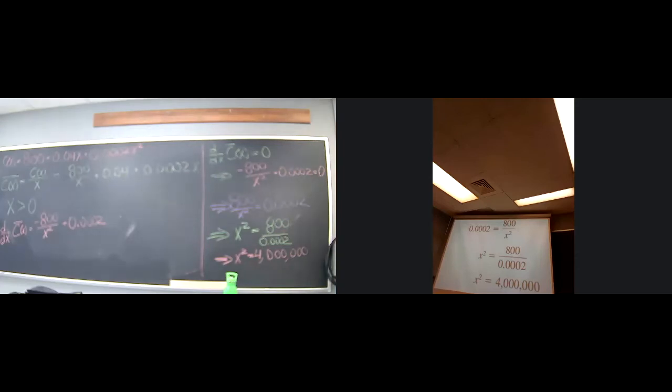Now, to solve for x, we're going to have to take the square root of both sides. We're going to get that x is equal to plus or minus the square root of this, yeah? Which is going to come out to be a giant number. Or more specifically, just 2,000, plus or minus.